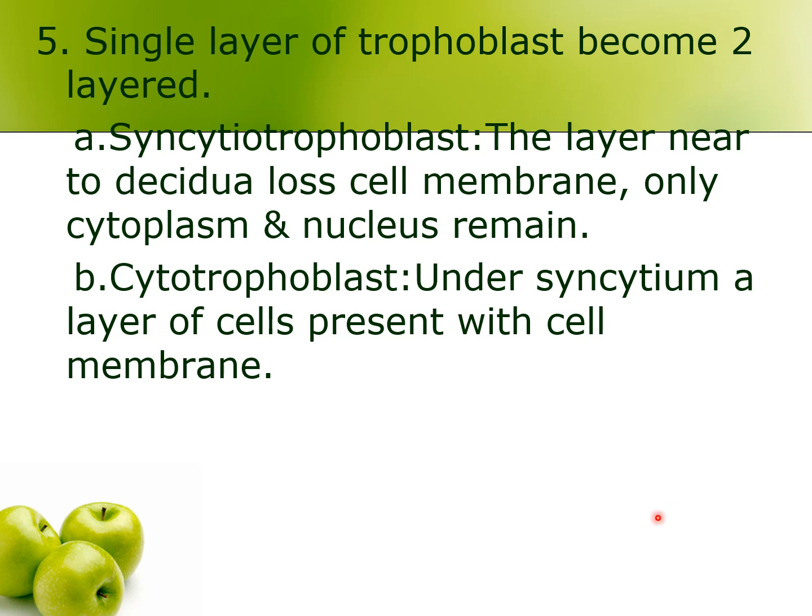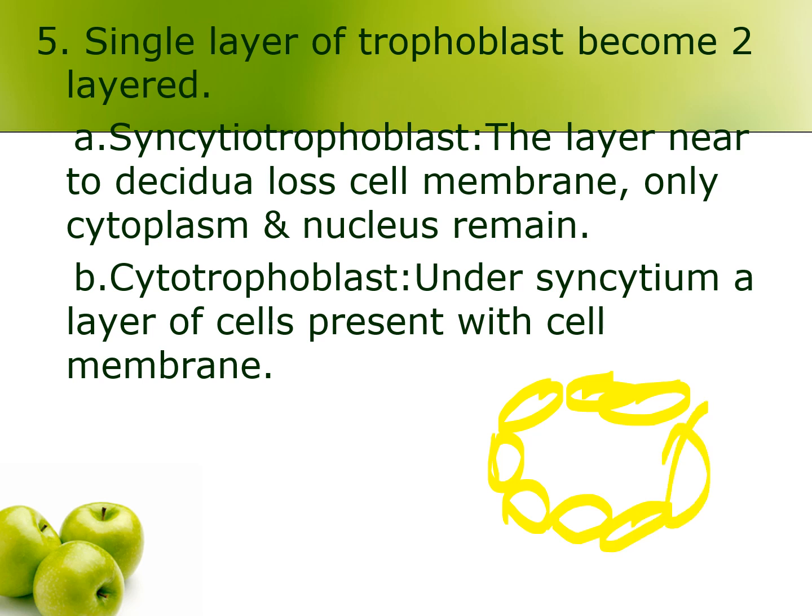And later a single layer of trophoblast becomes two layered. That is, it will become syncytial trophoblast and cytotrophoblast. See, this villus-like projection and that layer is a single layer. Already in the previous picture I have shown that it's only a single layer. It was like this. Only a single layer was there, and only a single layer in the inner cell mass was there inside. The outer thing was only a single layer. Later this will become a double layer.